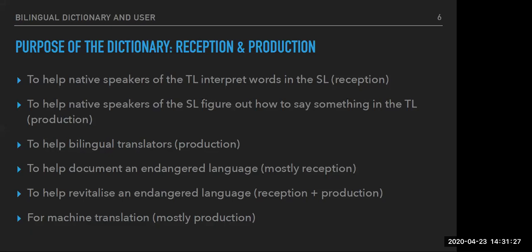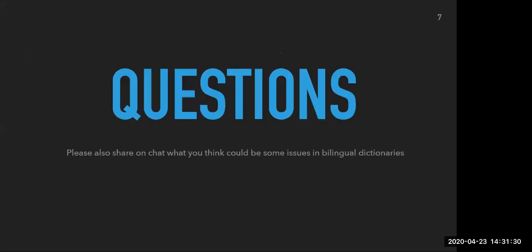So, next slide. We can stop for a few questions, and if you have any thoughts on what could be some issues in bilingual dictionaries, you can share that on chat. Right now we don't have any hands. If you have a question or a comment, please click on the raise hand button. All right, should I move on? I think you should for now, and if you have a question, I'll bring it in later. All right. Okay.